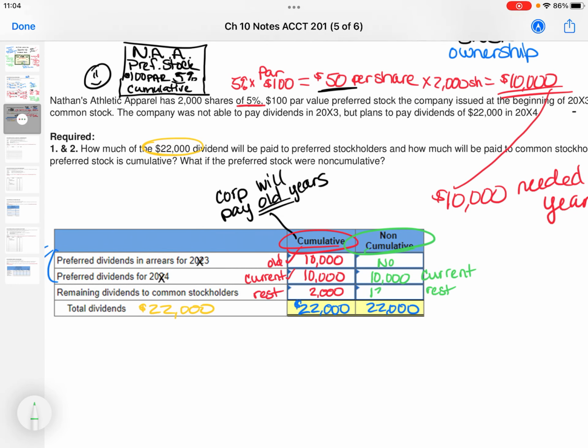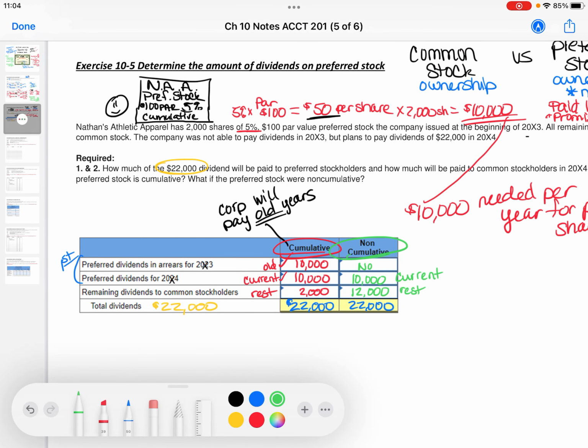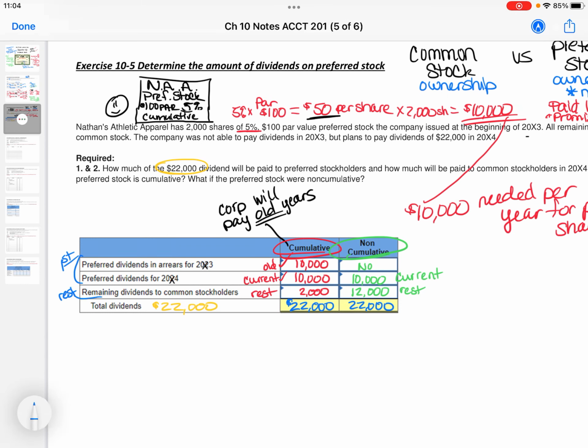So that's $12,000. So non-cumulative shares of stock, not so good for the preferred shareholders, but really good for the common shareholders. They receive whatever's left after preferred is paid. So remember, we pay preferred first, common get the rest, or the remaining. They even use the word remaining.